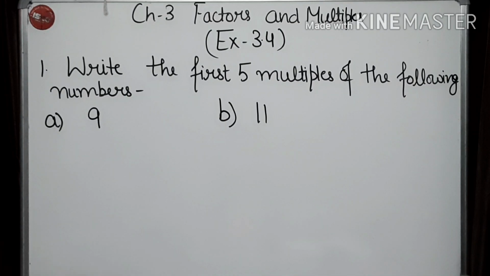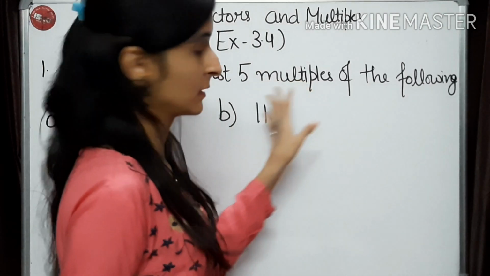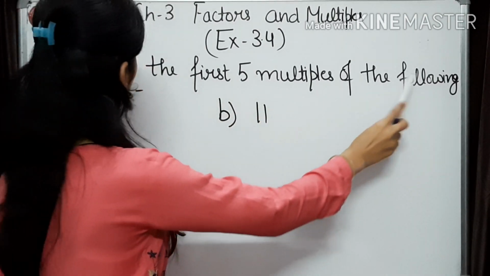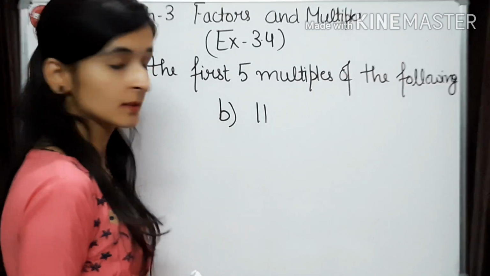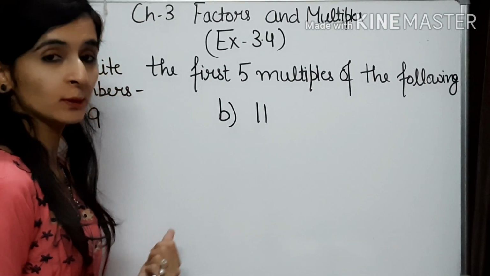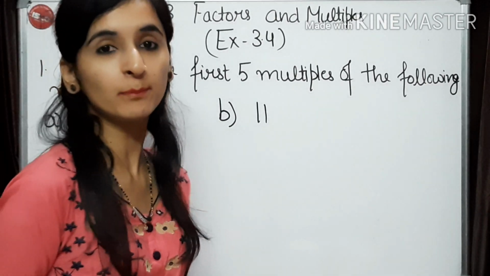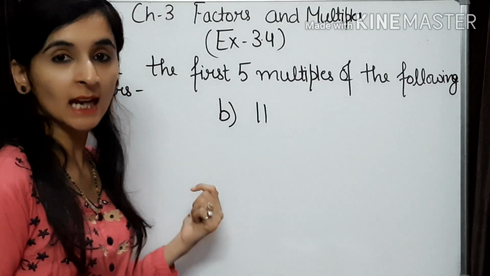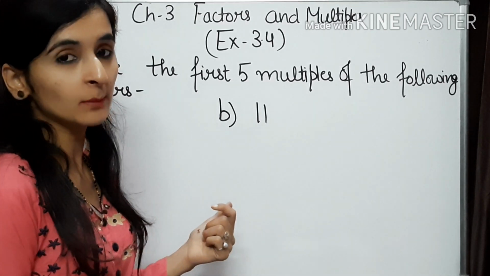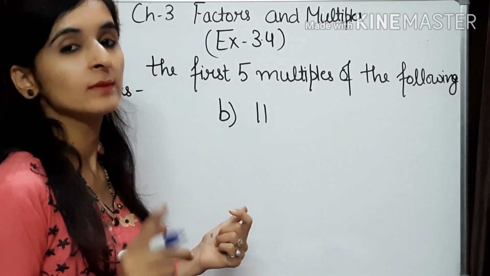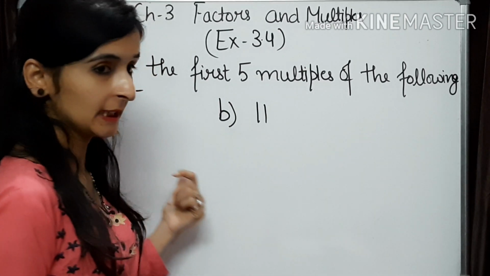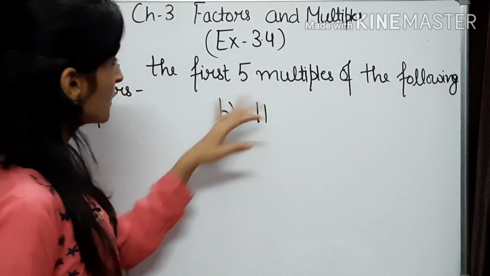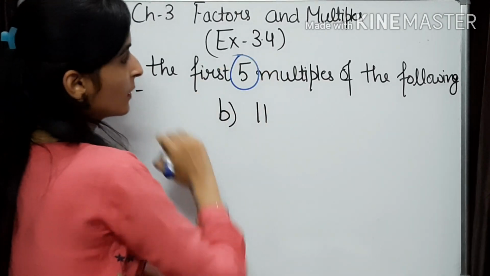Now let's come to exercise questions. First question is, write the first 5 multiples of the following numbers. So children, here we have to find out the first 5 multiples. So it means we have to multiply this 9 by natural numbers, but till where? We have to multiply this 9 with natural numbers till 5, because we have to find out the first 5 multiples.